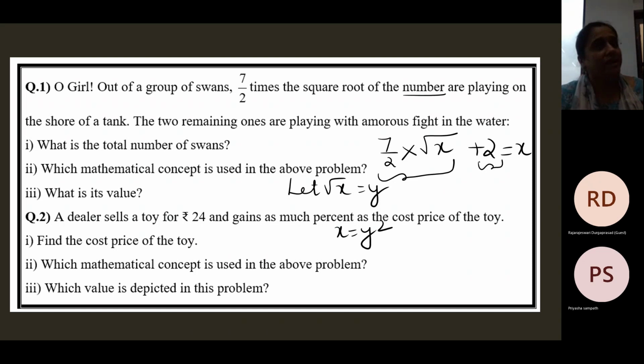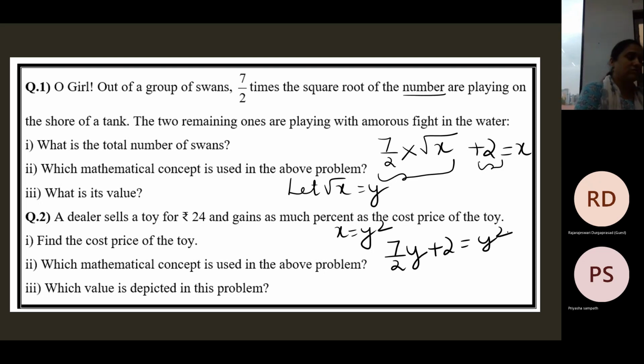So for root X, if you replace Y, for X you must replace Y square. If root X is Y, then what is X? Square on both the sides. So you will get X is equal to Y square. So what's the equation? 7 by 2 into Y plus 2 is equal to Y square. So this is the quadratic equation. Solve.